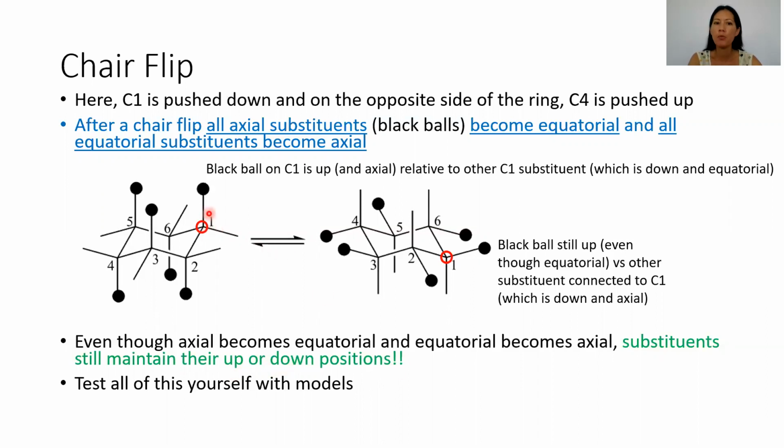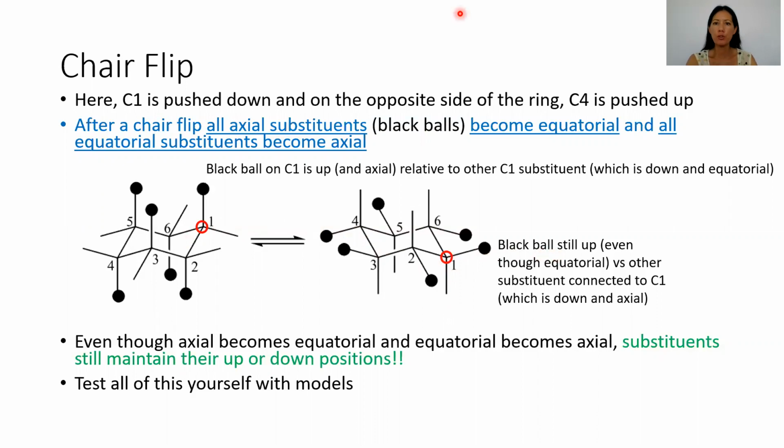So for example, on carbon 1, the black ball is up, and this other substituent is down. Just literally, if you look at the picture, it's pointed up, and this one's pointed down. Not straight down, because it's not axial, it's equatorial. After the chair flip, we're still at C1, the black ball is still up, even though it's equatorial, and then the other substituent is down. So that's very, very useful when you start naming things cis or trans and tracking where substituents should be when you redraw a structure after a chair flip.